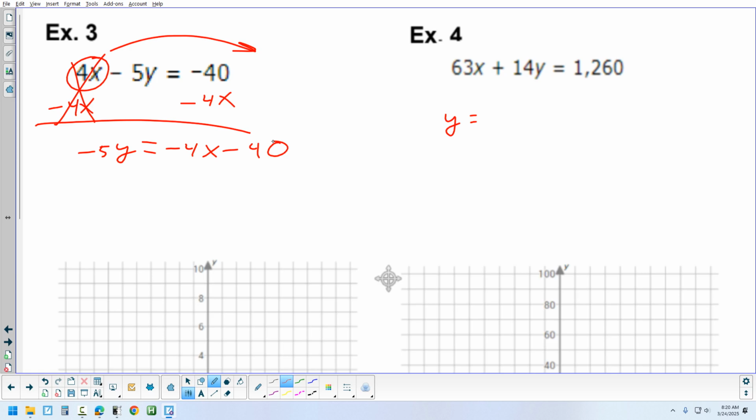What do we think? Ryan, is that my y-intercept? Negative 40? No, that's not my y-intercept. How come? Because you need to divide the negative 5y by 5 and then divide the negative 40 by 5. Yeah, we have to divide everything by that negative 5. So all three of those have to be divided by negative 5 before you can start graphing.